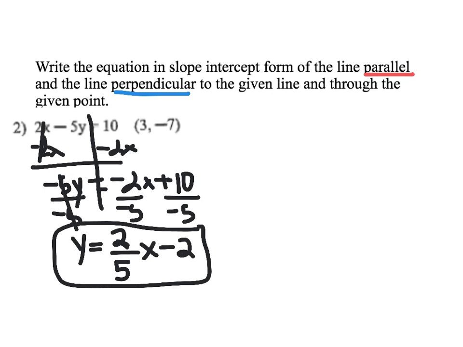Okay? So for parallel lines, we're going to do parallel. Parallel would have a slope of 2 over 5, and we want it to go through 3, negative 7.